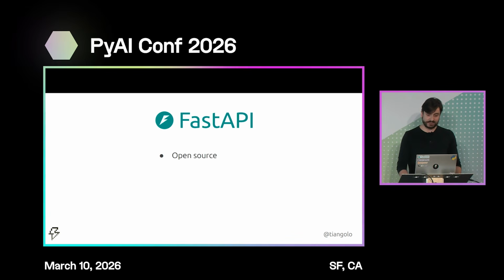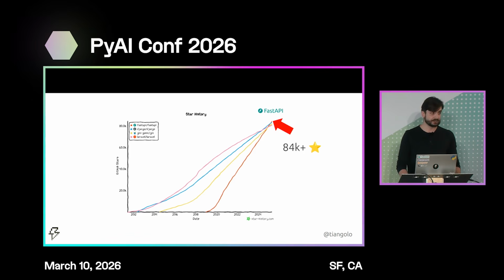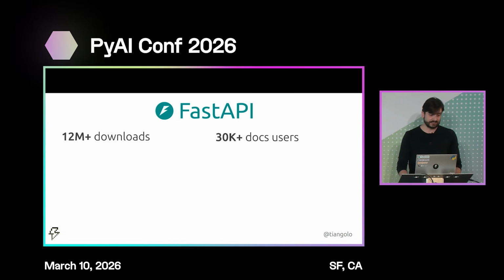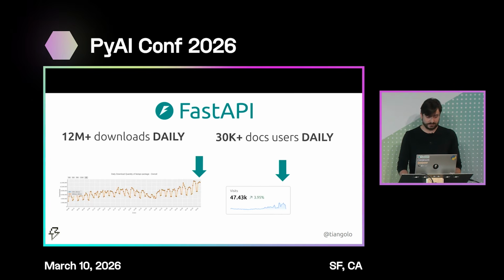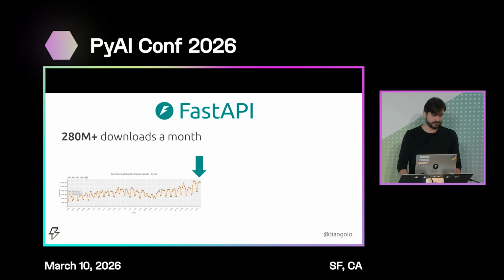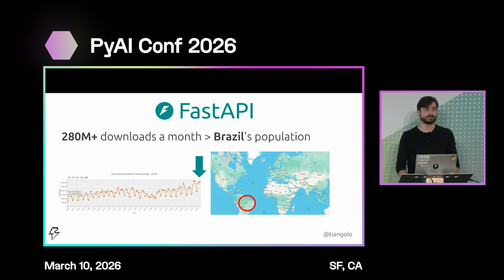Okay, so FastAPI, open source framework for building web APIs in Python. It's been growing quite a bunch of GitHub stars. Right now it has like 95K. Thing is, now Python with FastAPI and Django has the most starred backend framework. So yay, Python. It has around 12 million downloads a day. So that's like 280 million downloads a month, which is more than Brazil's population.